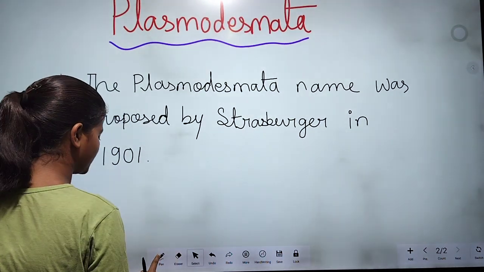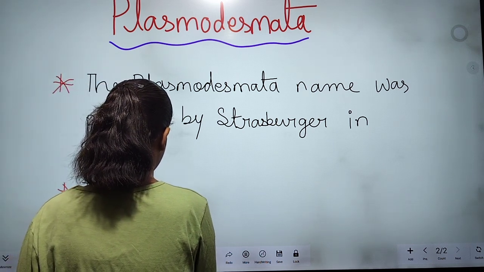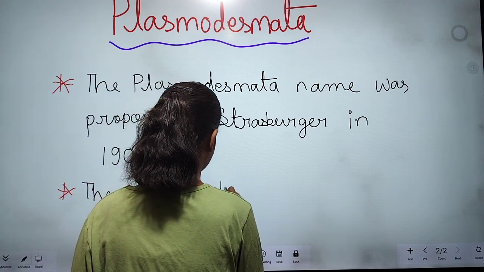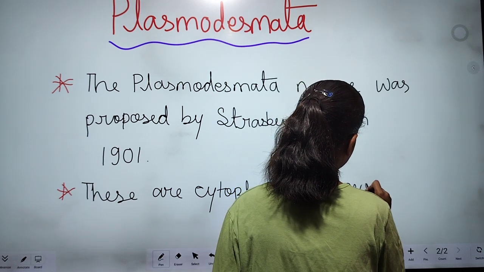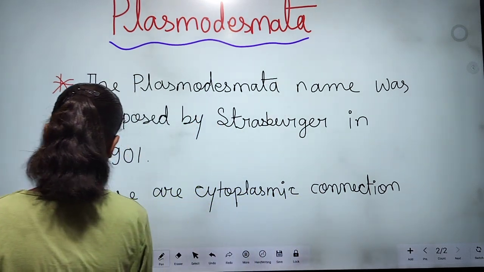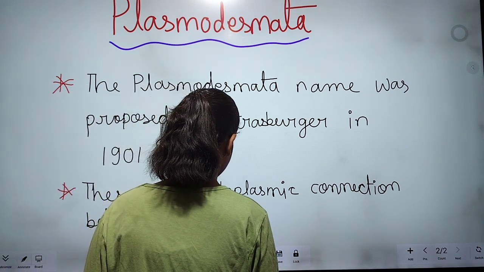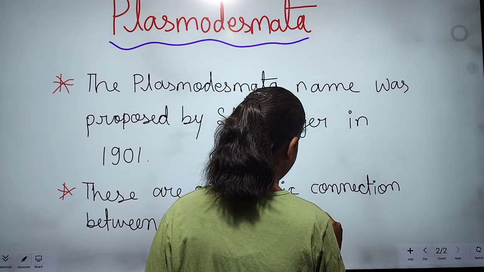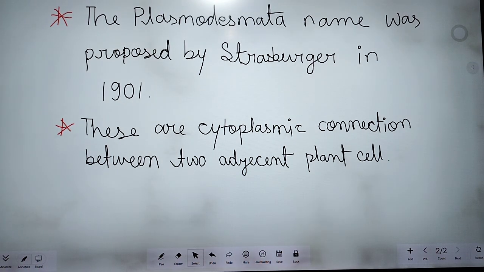Now let's see one more point. These are the cytoplasmic connection between two adjacent plant cells. So plasmodesmata connect the cytoplasm of two adjacent cells.